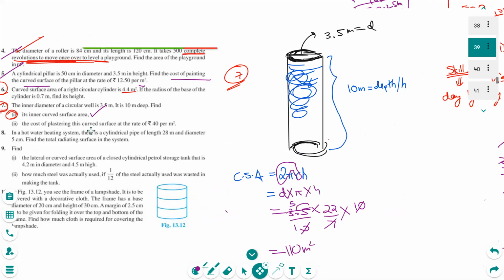The second part, the cost of plastering this curved surface area, I need you two people to do it. I have my area something like this. Per meter square is 40. What will be the cost for this one? It's very easy. You can just multiply it here. 4,400, right? Yes, sir. So is this clear? 1 meter square is 40 rupees, so 110 meter square will be this many rupees. So it's called the unitary method. 4,400 rupees. So that's my question number 7.